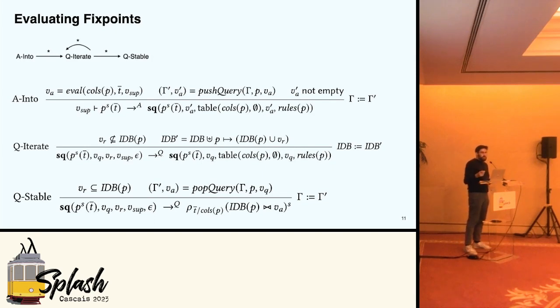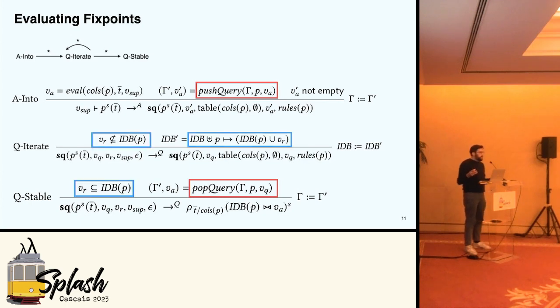Here are these three rules. They are quite complicated. I don't want you to read them, but I want to highlight how we address these two problems. To avoid running into an infinite loop, we keep an active query stack. And in AInter, we push to this query stack. And in QStable, we pop from the query stack. To figure out if we need to restart the fixed point computation again, we have this global map called IDB that stores all currently derived tuples. And QIterate is only applicable if new tuples have been derived, and then it extends the IDB accordingly. And QStable is only applicable if no new tuples have been derived in the last iteration.